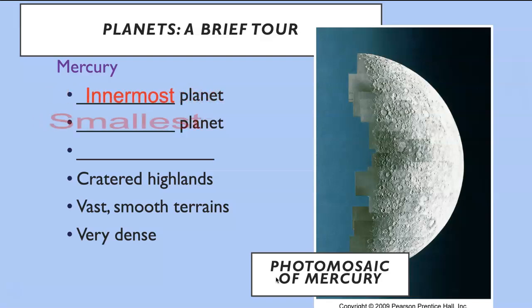A quick tour of the terrestrial planets. Mercury is the innermost planet, it's the smallest, and it has no atmosphere. This is a picture of it. It looks kind of like the moon.